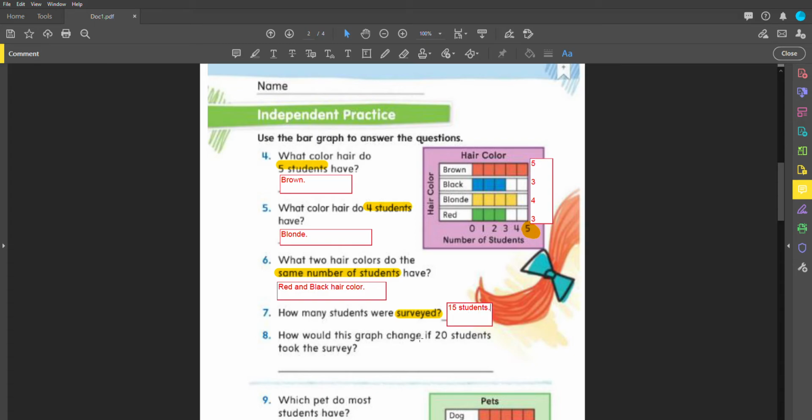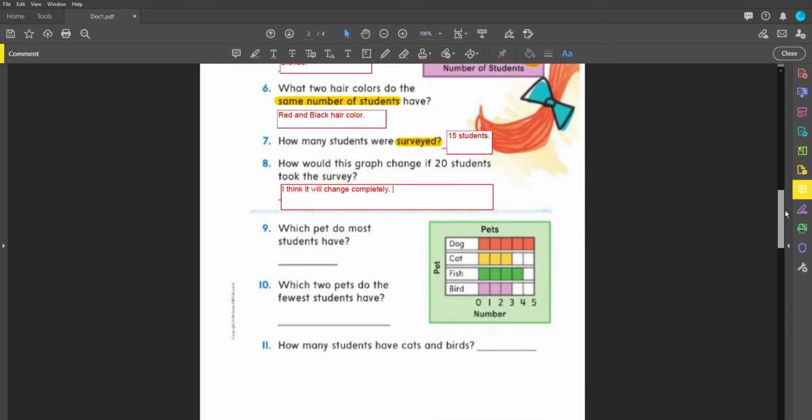How would this graph change if 20 students took the survey? I think it will change completely, right? It will never be the same. All the data will be different because maybe we will have a new 5 students. Some of them are blonde, some of them are red, so all the data we have here will be changed.